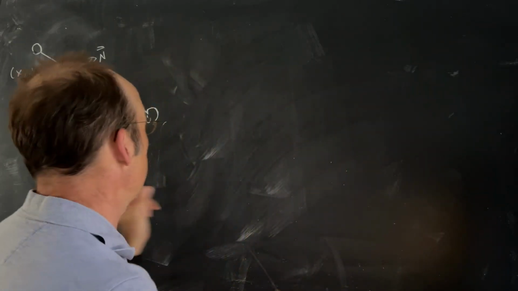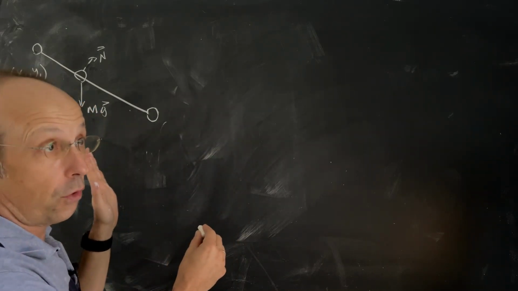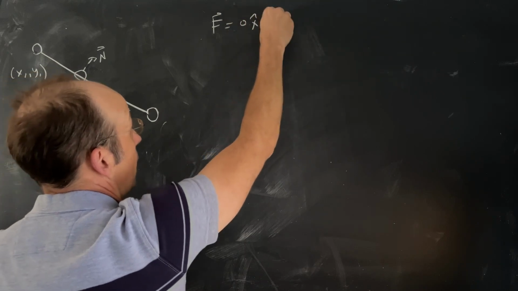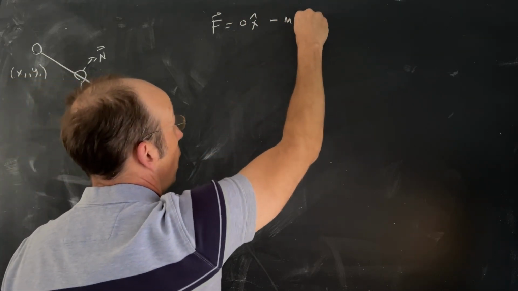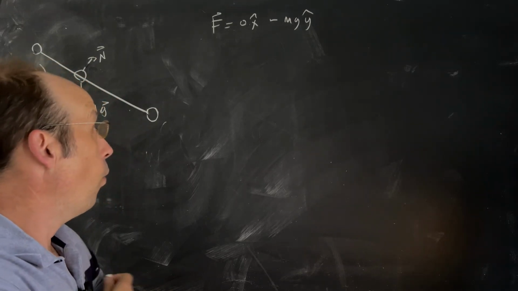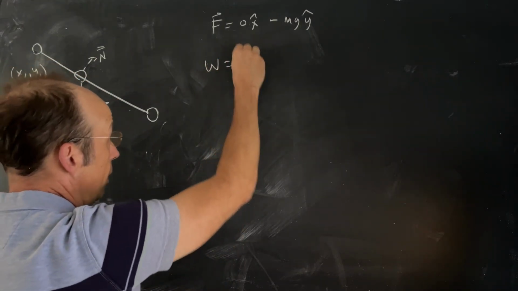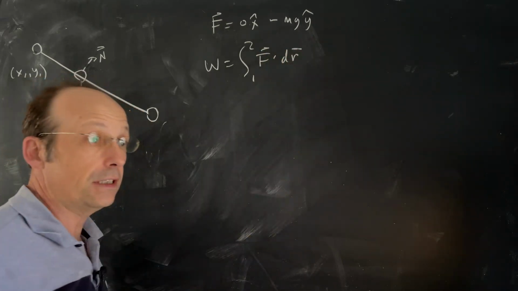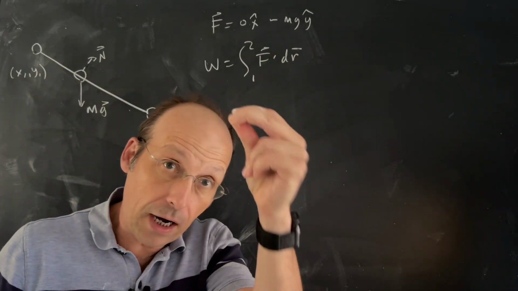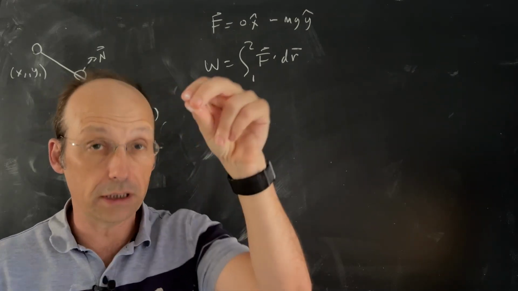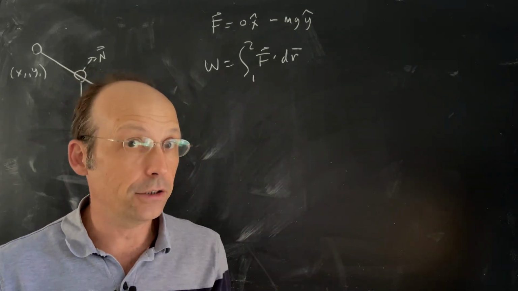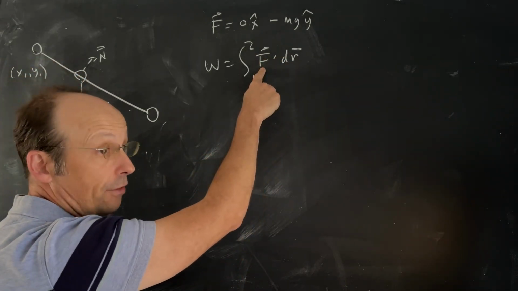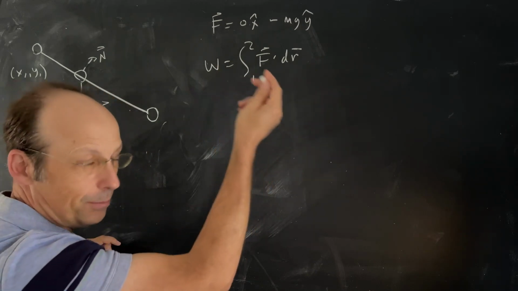Okay, let's do this the simple way. Let's look at the gravitational force. The gravitational force F is going to be 0 x hat minus mg y hat. We define the work along that path as the integral from point 1 to point 2 of F dot dr. Now, let's do this the simple way, because if we have a constant force, like gravity, and the path is straight, then this dot product is a constant thing, right?